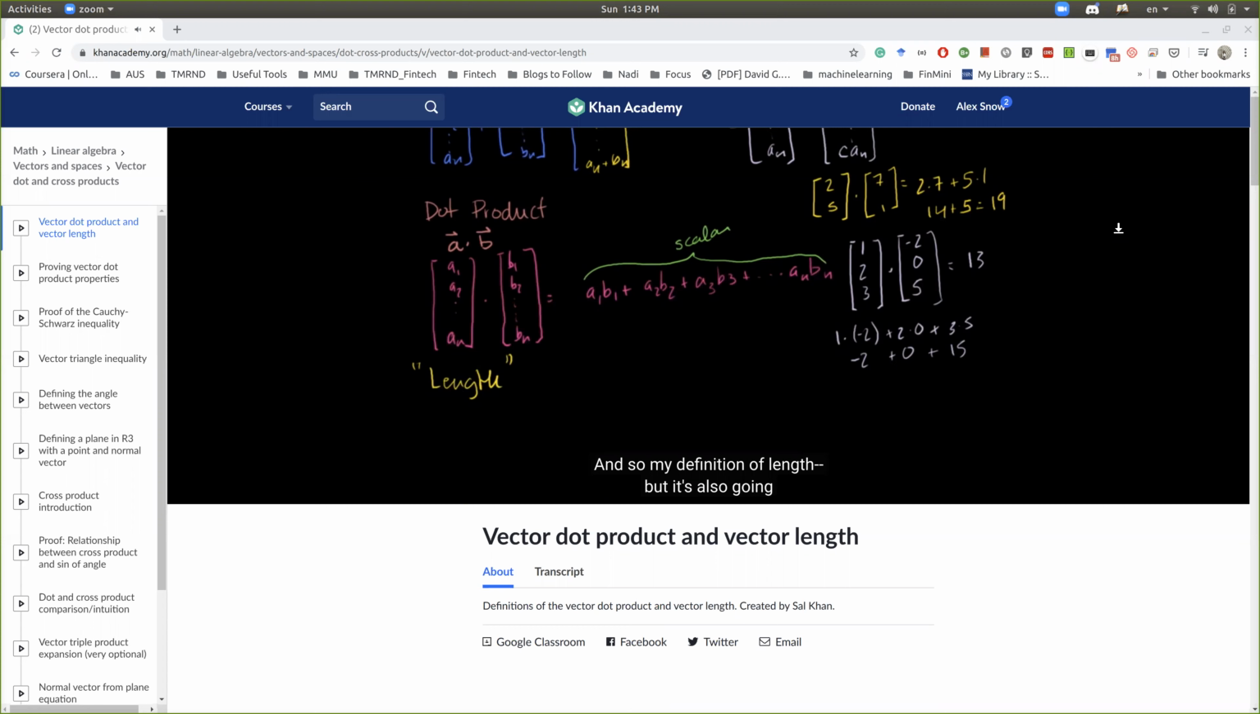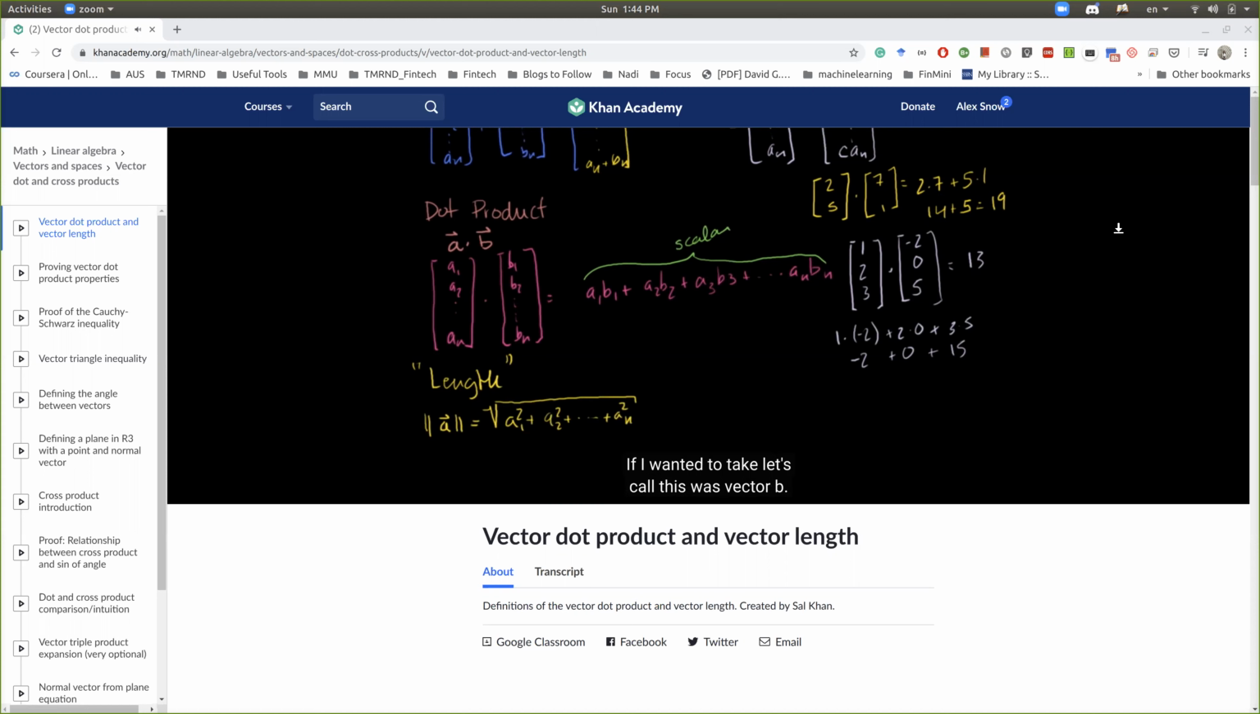And so my definition of length is also going to be consistent with what we know length to be. So if I take the length of A, and the notation we use is just these double lines around the vector, the length of my vector A is equal to, this is a definition, the square root of each of my components squared, added up: A1 squared plus A2 squared plus all the way to plus AN squared. And this is pretty straightforward.